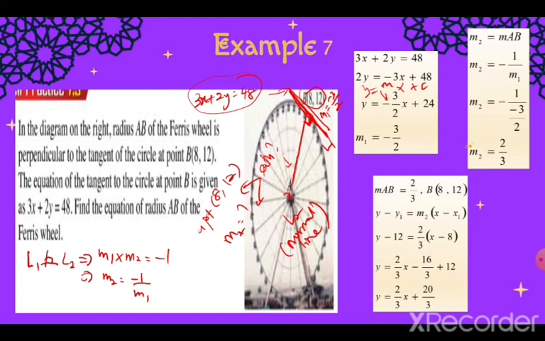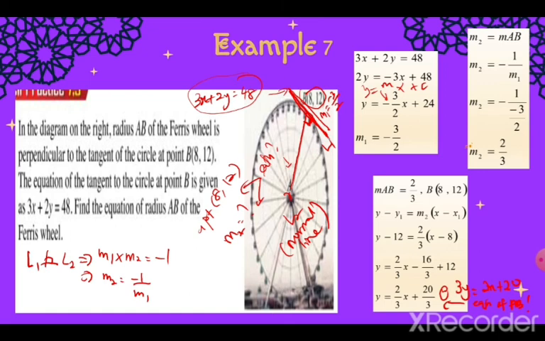Just fill in the values. So at the end, we will have y equals to 2 over 3x plus 20 over 3, or you can also write it as 3y equals to 2x plus 20. So what is this? This is equation of AB, or equation of the normal line. Simple, right?